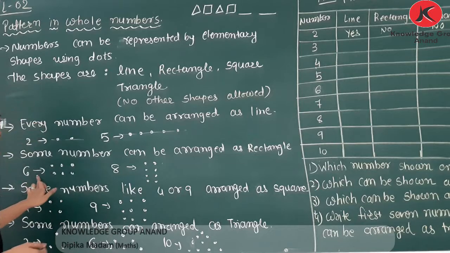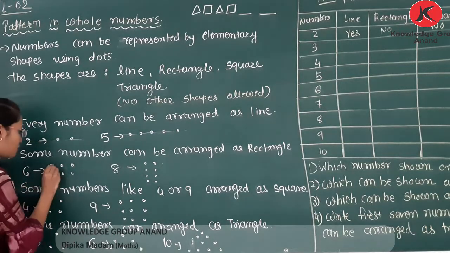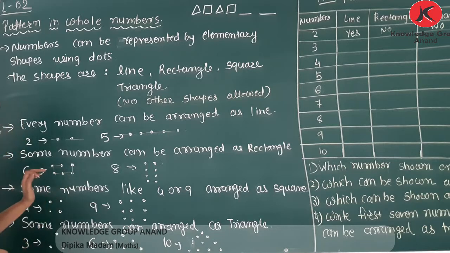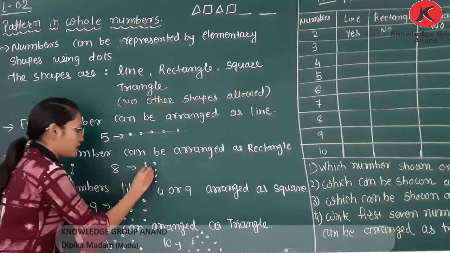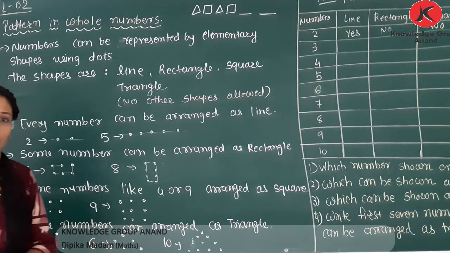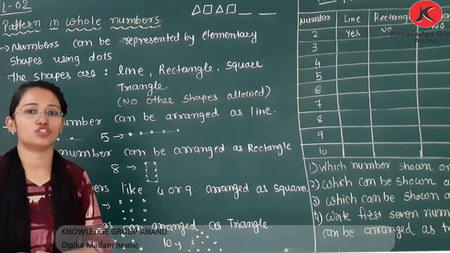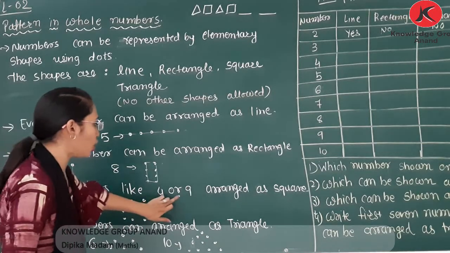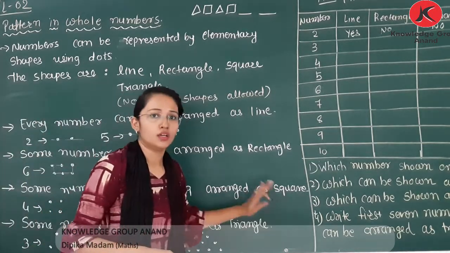For example, here 6 can be arranged as 1, 2, 3, 4, 5, 6. You can see here the shape of a rectangle. 8 can be arranged like this. 8 dots can be arranged as a rectangle. So 6 and 8 can be arranged as a rectangle. Some numbers like 4 or 9 are arranged as a square.